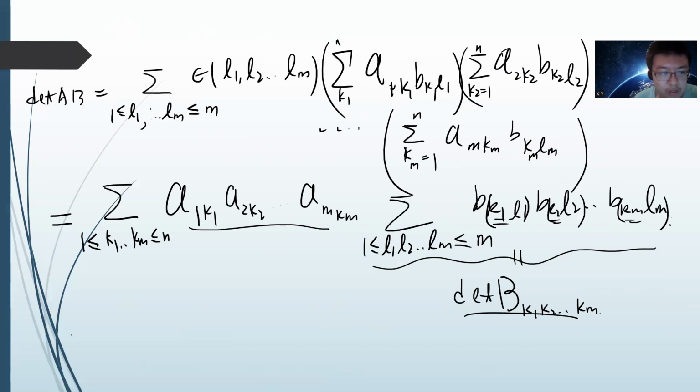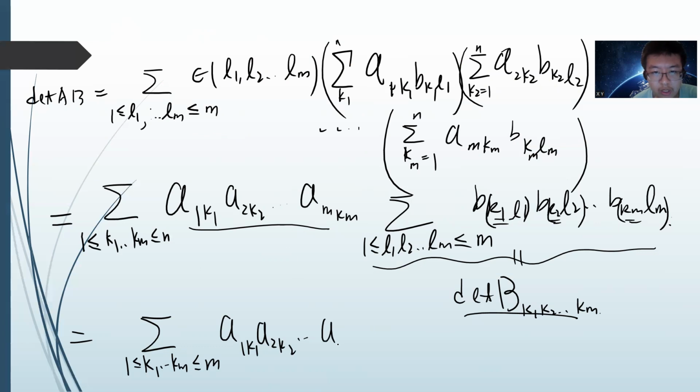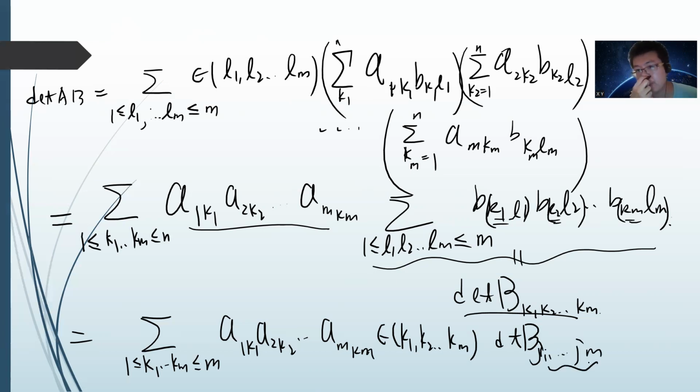So I can write it as a summation over K1 up to Km less than M of A1 K1, A2 K2 up to AM Km, and I write this as an epsilon tensor: epsilon of K1, K2 up to Km, and the determinant of J1 up to Jm. Now these are already fixed. So what's the final result? Look at this.